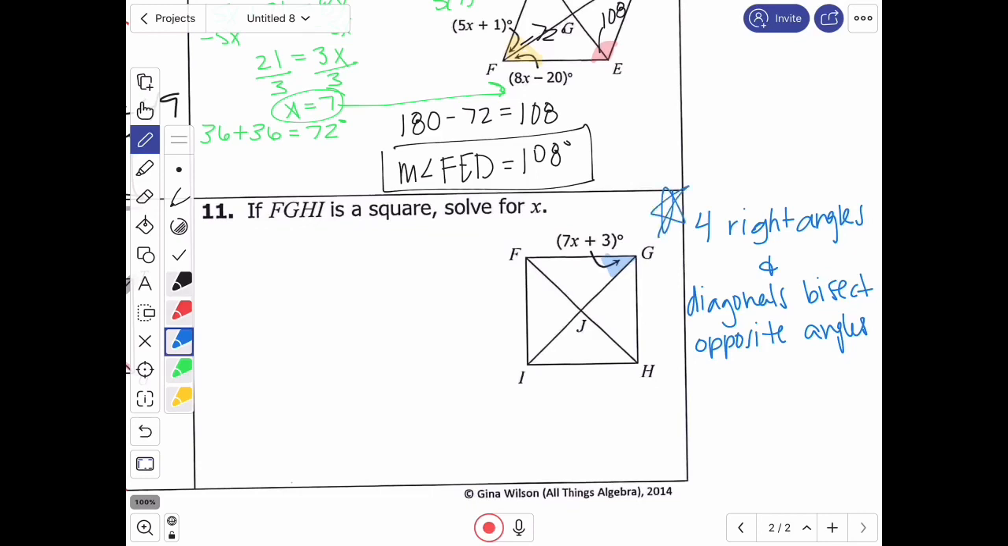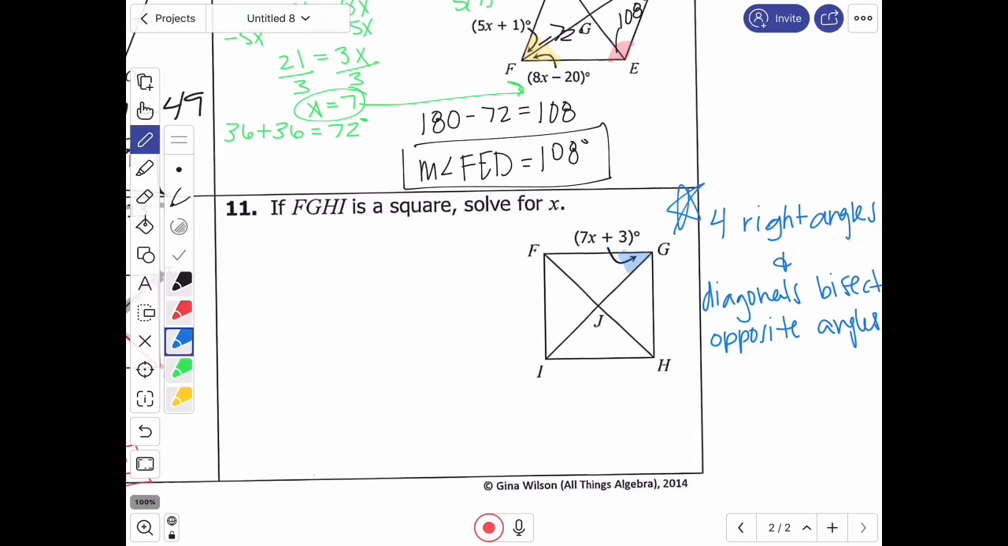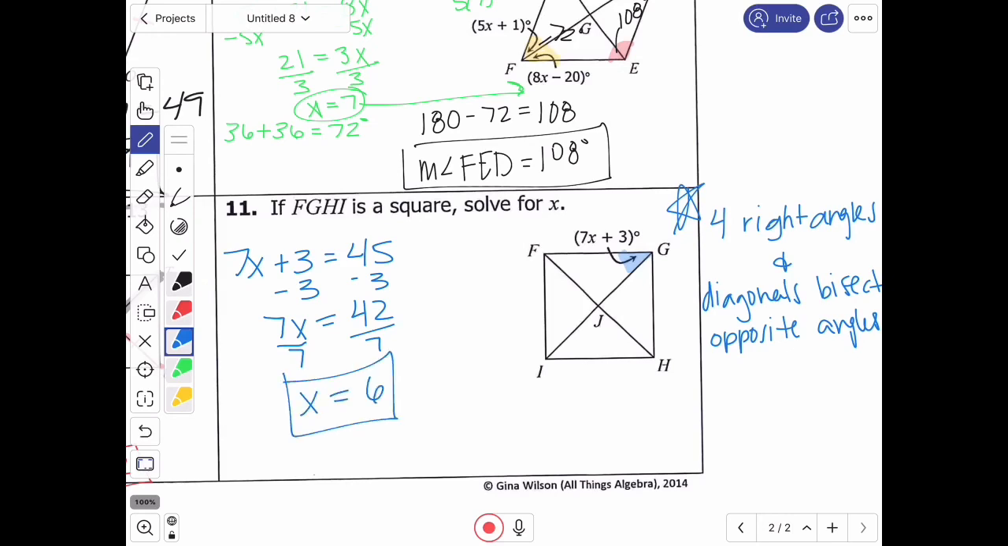So I'm going to have 7x plus 3 equal to 45 degrees. And I'm just going to subtract 3. 7x equals 42. Divide by 7. And x equals 6. And you're done.